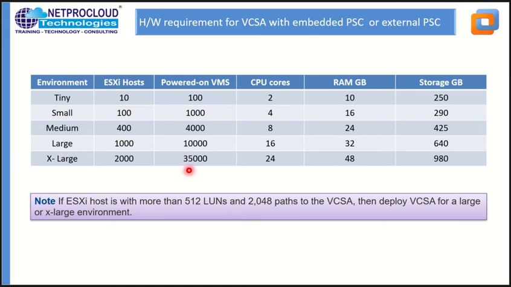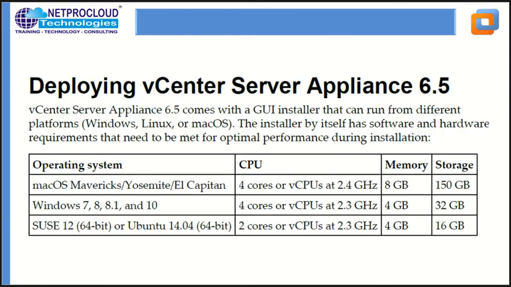Depending upon the environment, we have to configure the required CPU cores, memory in gigabytes, and storage in gigabytes. One point to note is that if an ESXi host has more than 512 logical unit numbers, meaning extents, and 2048 paths to the VCSA, then VMware recommends deploying the VCSA for a large or extra large environment, so you have to go with this kind of installation.